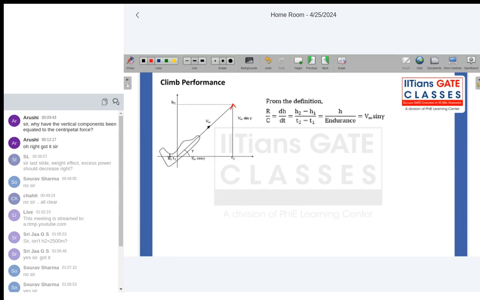Initially, the aircraft was at an altitude h1 at time t1. The aircraft started climbing. At time t2, it has reached an altitude h2. So rate of climb is nothing but the rate of change of altitude with respect to time. So the net change in altitude is h. The total time the aircraft is climbing is endurance. So h divided by endurance is equal to v infinity sine gamma. So that is nothing but your rate of climb.